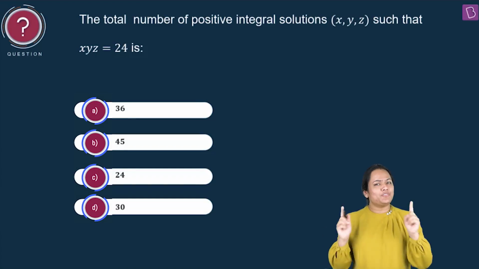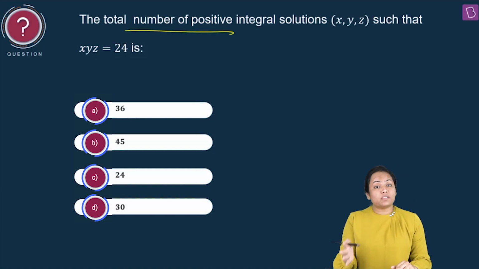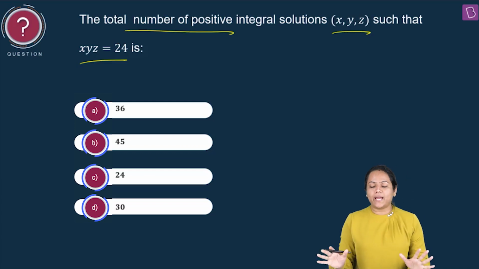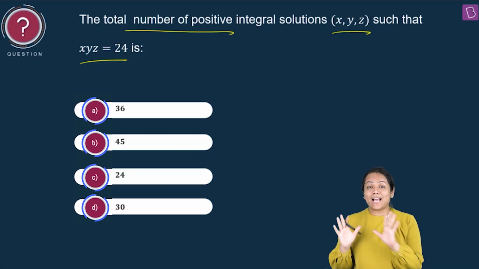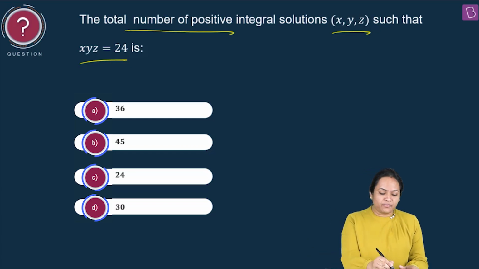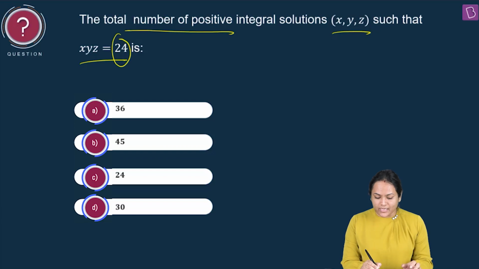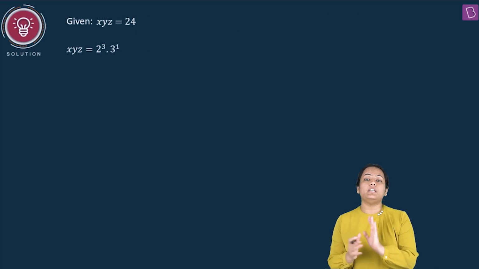Well, the next question is from permutation and combination. The question says, what is the total number of positive integral solutions x, y, z such that xyz is equal to 24? So that means I have to find my x, y and z such that their product comes out equal to 24. How do we solve this? Well, for this, we'll first try to factorize this 24, isn't it? So 24 is nothing but 8 into 3, isn't it? Okay, so you already know that xyz can be written as 2 cube into 3 raised to 1.